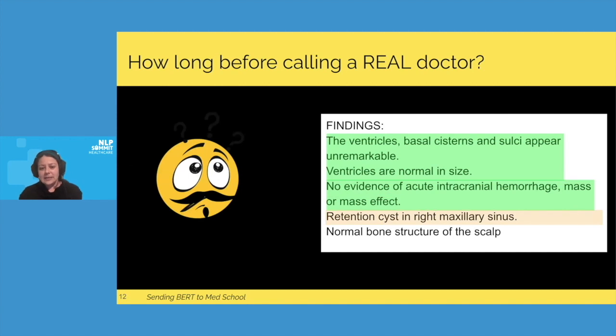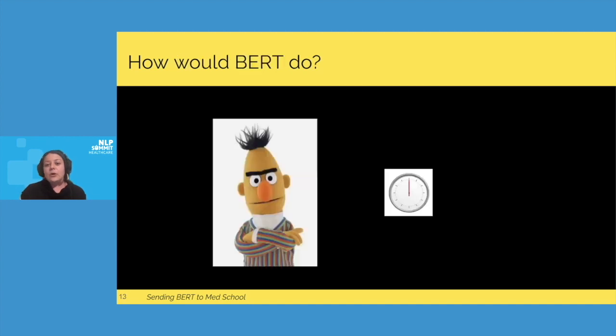And then I got to this sentence, retention cyst in right maxillary sinus, and I got stuck because I never met this term before. So I called a radiologist, and he told me that it's actually a good type of finding. It's a finding that is so insignificant that it's often not mentioned in the report, and this is why I wasn't familiar with it. So what we're going to talk about today is how BERT would do in this game. We'll see that it's prone to the same mistakes that I would make as a person who sees a lot of reports but doesn't have a lot of medical knowledge.